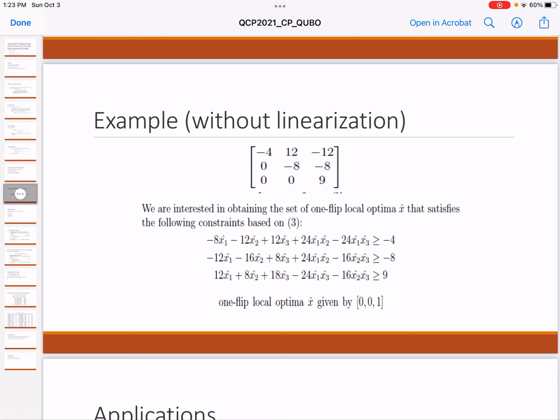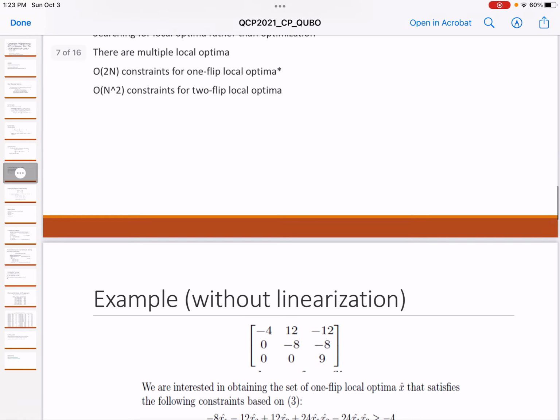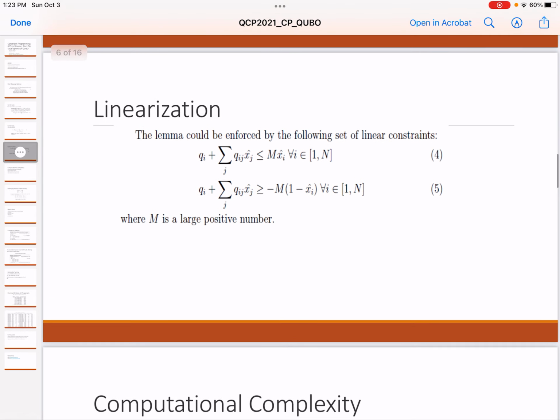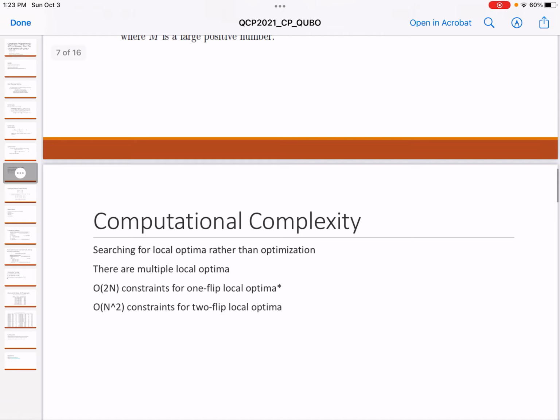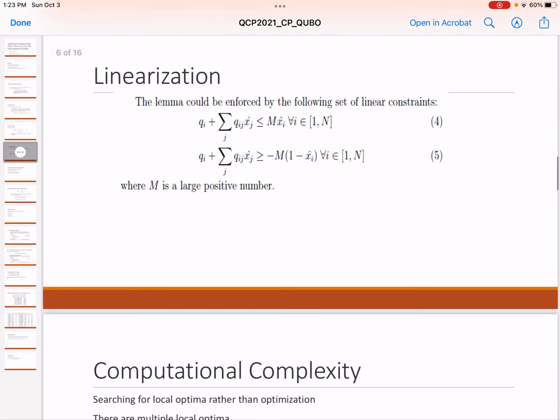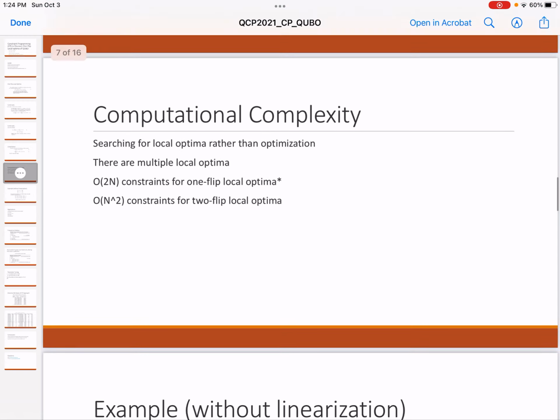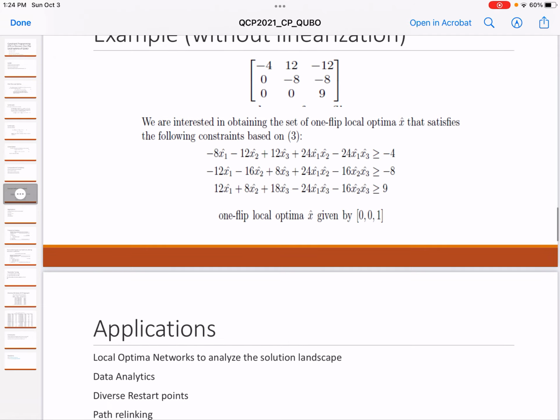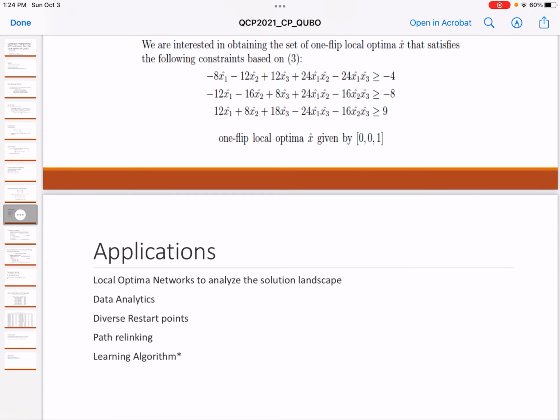One of these one flip local optima is given by 001, but as we mentioned, there might be multiple one flip local optima, and once we have arrived at the set of these one flip local optima, we can then analyze the set and derive some properties based on the set. So this constraint programming process using equations 4 and 5 is very efficient because these are just linear constraints, and the IBM CP engine can quickly figure out a lot of these one flip local optima, and this is what we will utilize in the next step that we proposed, which was a learning based heuristic.